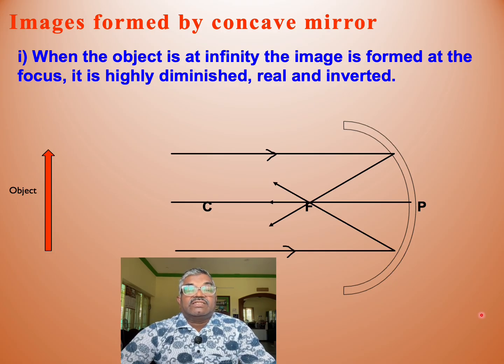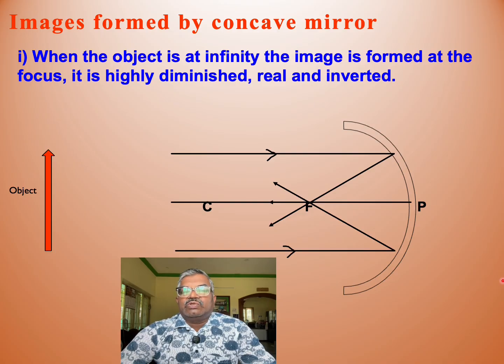Suppose after the reflection, the two reflected rays intersect at a point. So, in this diagram the image will form at F, because the object is at infinity. If the object is placed at infinity in a concave mirror, the image will form at F. You have to draw the image at that point.